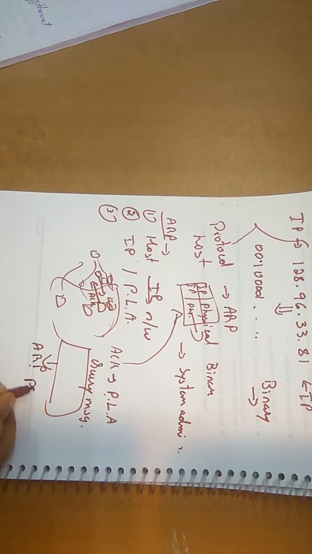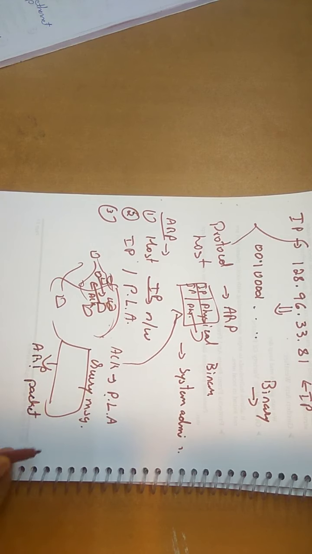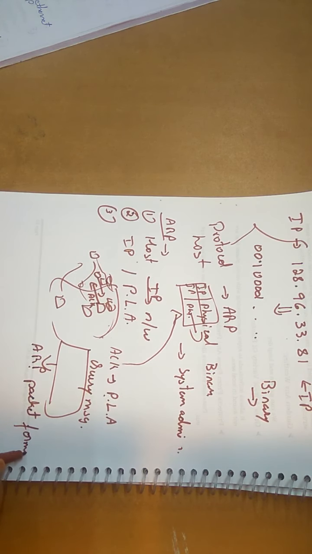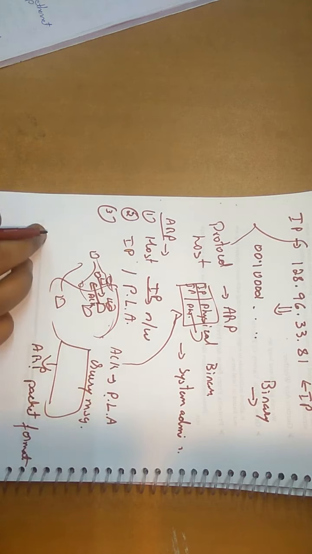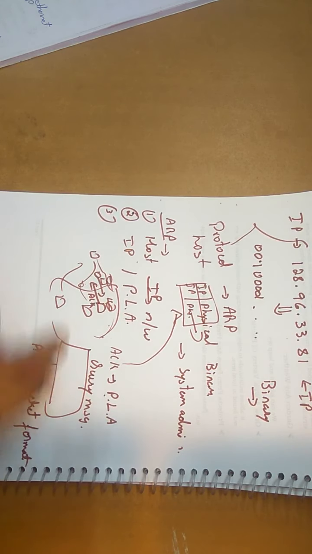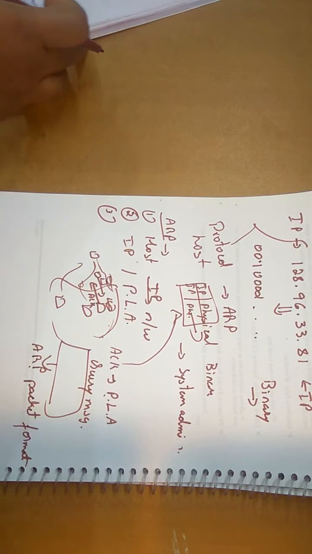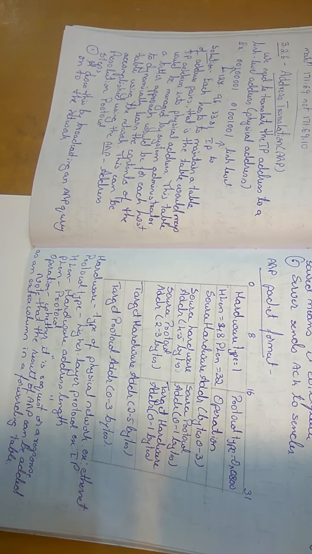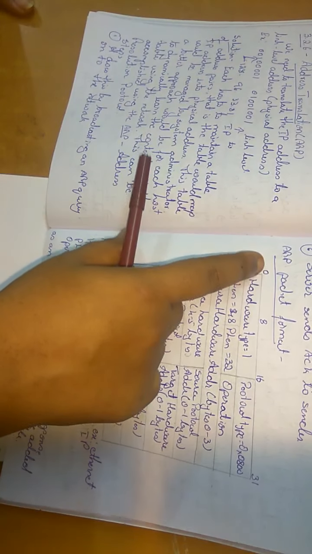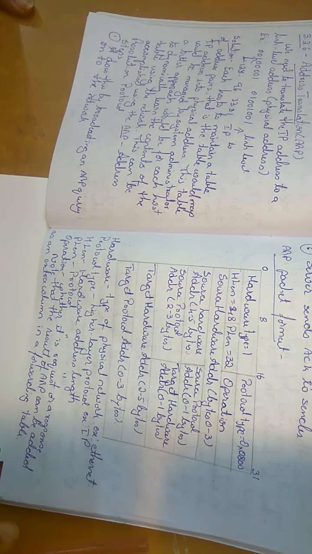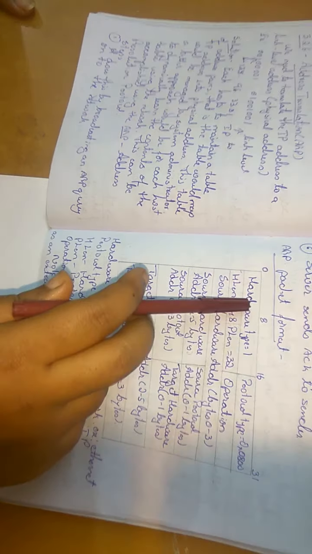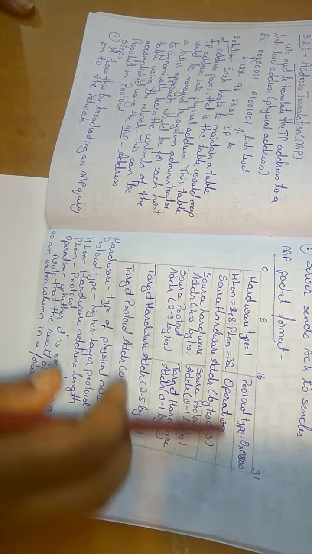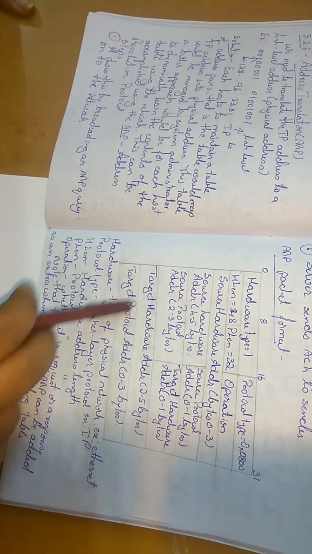ARP packet format. For what? For the respective IP address there is a physical link address, and for this communication, this is the ARP packet format. It will contain 0 to 31, meaning it is 32 bits long: hardware type, protocol type, header length, operation. This is the diagram.